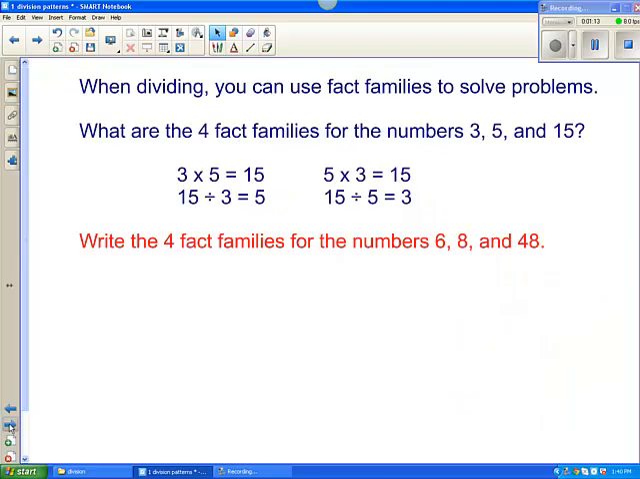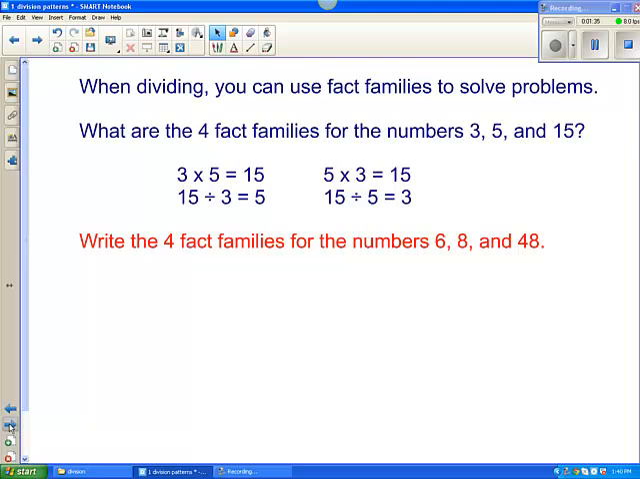When dividing, you can use fact families to solve problems. The 4 fact families for 3, 5, and 15 consist of 2 multiplication problems and 2 division problems. 3 times 5 is 15, and using the commutative property, 5 times 3 is 15. 15 divided by 3 is 5, and 15 divided by 5 is 3.